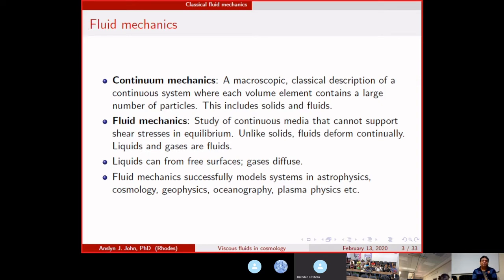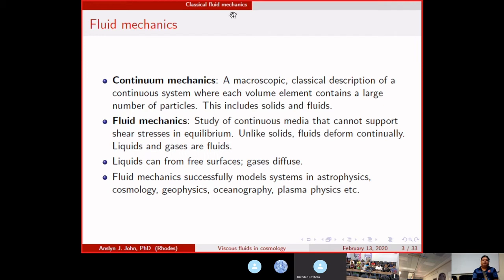Fluid mechanics is a study of continuous media that cannot support shear stresses in static equilibrium. Unlike solids, fluids deform continually, and liquids and gases are examples of fluids. And a key distinction between liquids and gases is that liquids can form free surfaces, while gases tend to diffuse. I'm using a very heuristic definition here. I'm not giving an entire course, but a seminar. So these definitions might be a bit on the hand-wavy side.